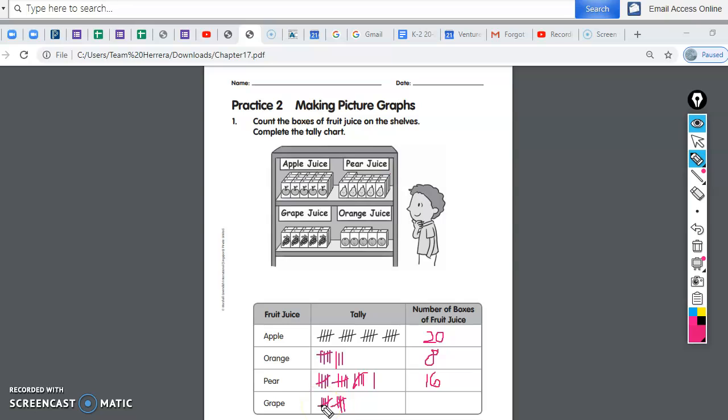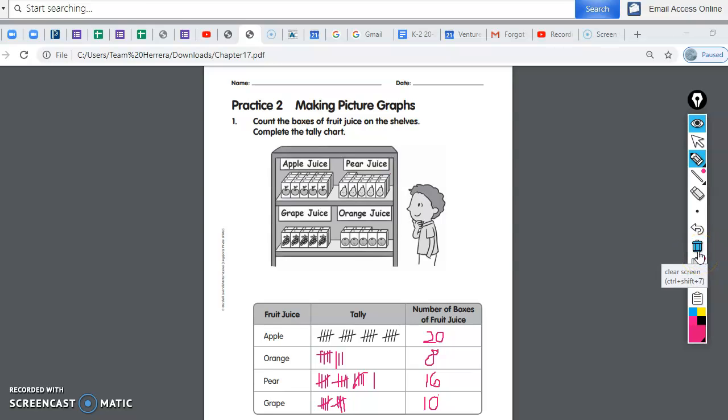And I'm going to count. I have 5, 10. So I have 10 total juice boxes that are grape. All right, so that's how we use tally marks, and we can count our tally marks. It makes it fast and easy. A lot of you might use tally marks when you're playing games and things like that.